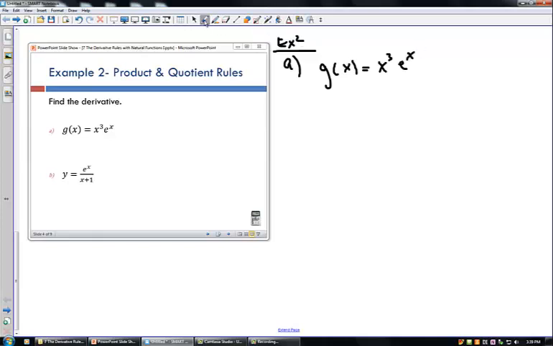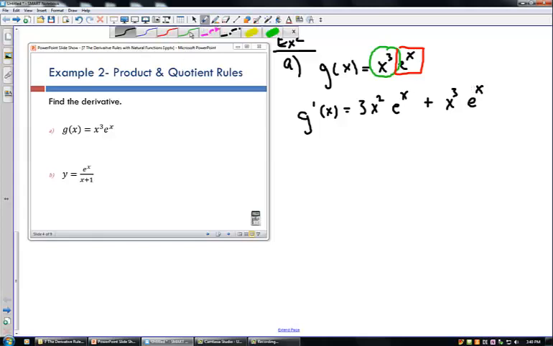Now when I look at this, hopefully you realize you're supposed to use the product rule because there's two parts. Here's the first function, and then next to it is the second function, e to the x. So x cubed times e to the x. And I want to use the product rule. So the product rule says g prime of x will equal the derivative of the first, so 3x squared, times the second, so times e to the x, plus the first, which is x cubed, times the derivative of the second, which is again just e to the x, because the derivative of e to the x is e to the x. That's the new rule we just learned.